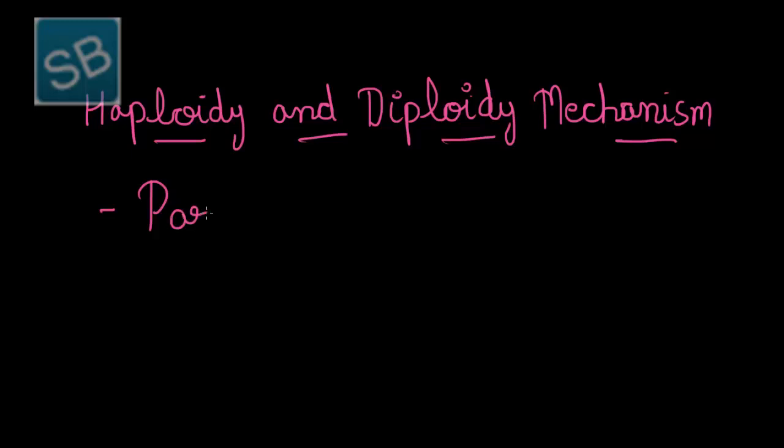Now we'll start with another chromosomal theory for sex determination. This theory is known as the haploidy and diploidy mechanism. As the name suggests, in this both haploid and diploid types of parents are involved. Generally, in this, parthenogenesis is a process which plays an important role.